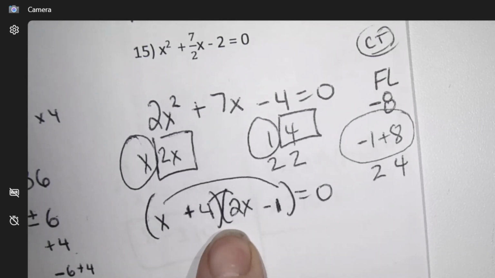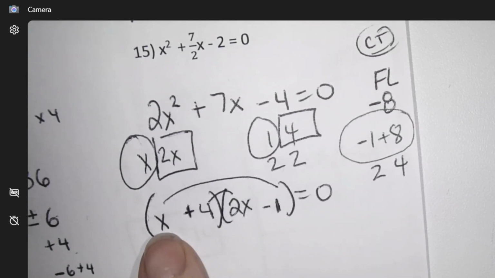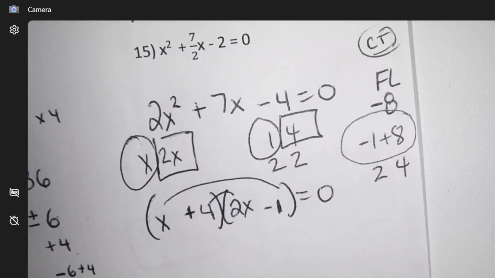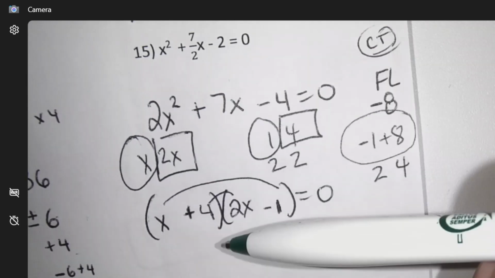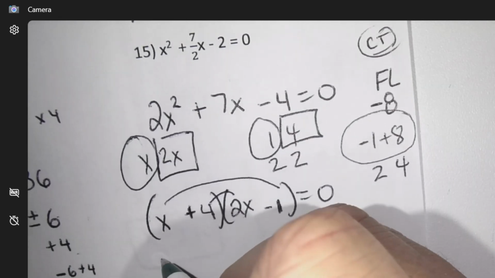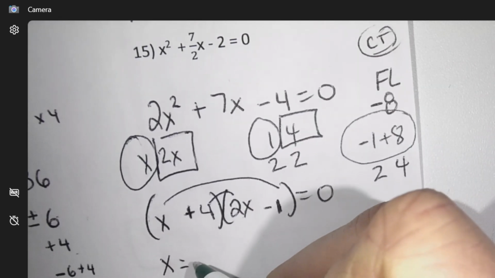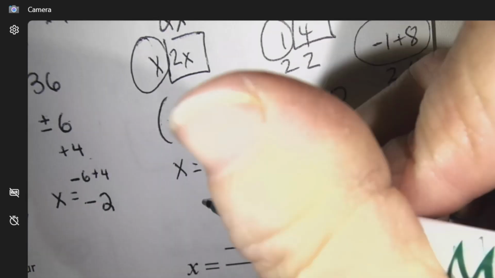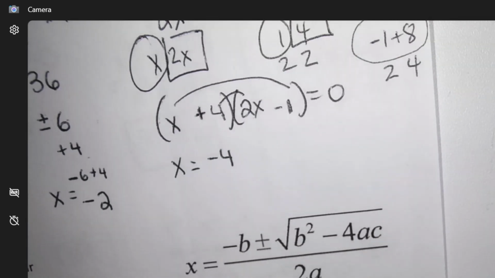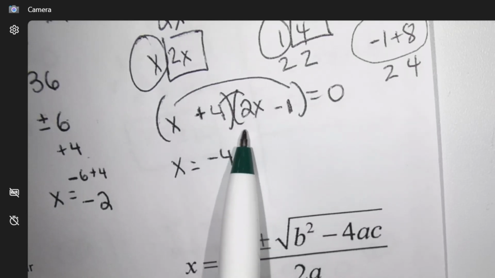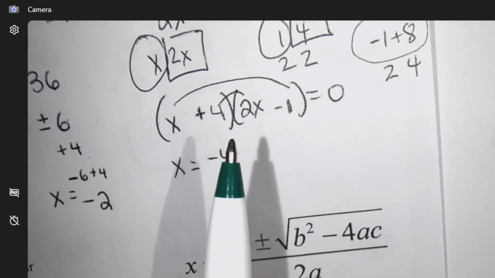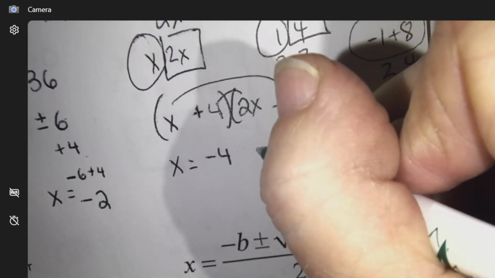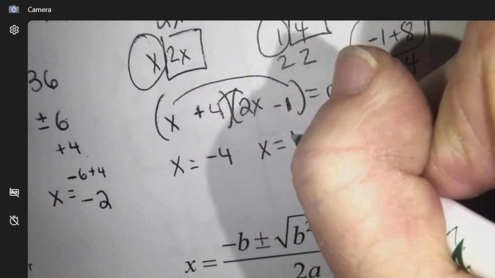Okay, again, check your FOIL. Does it FOIL to your original? Okay, your solutions. Well, this one is just a single. But this one, because it starts complex, like it has a value in front of the x, it's going to be a fraction.